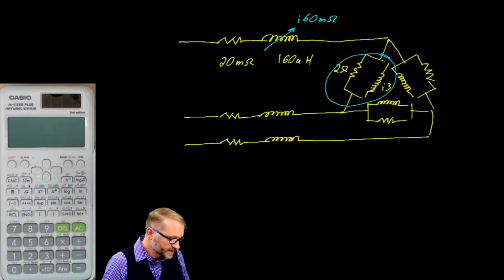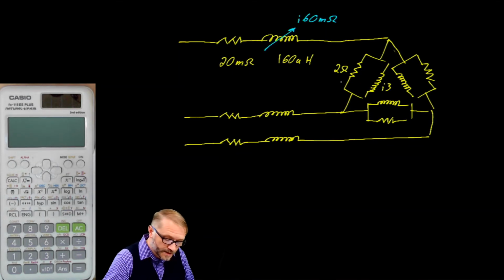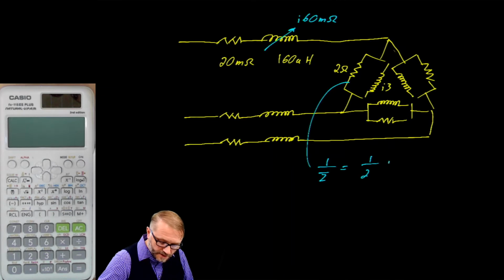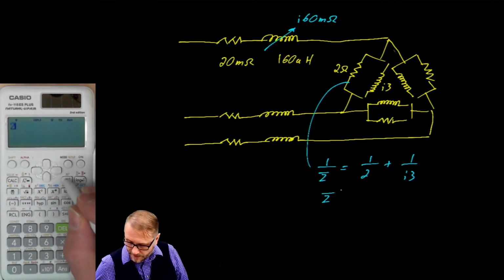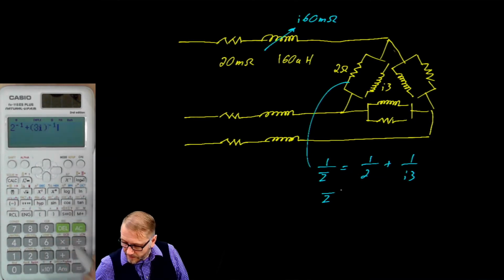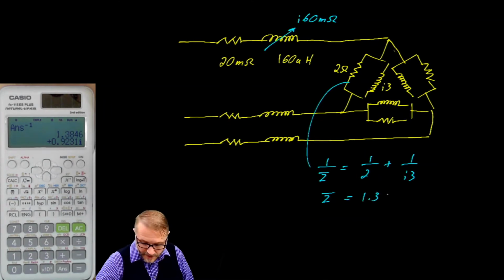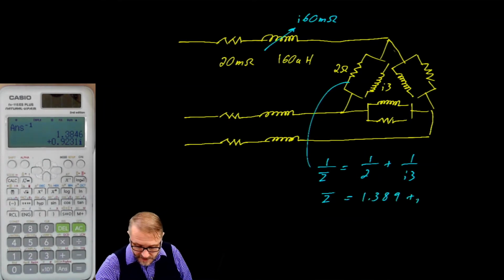Our next move is to convert this delta into a Y, but be careful. You'll notice that this is a parallel load. So what we want to do is calculate the phase as if it was the equivalent series circuit. So 1 over the impedance is equal to 1 over 2 plus 1 over j3. So the impedance per phase is equal to 2 inverse plus 3j inverse equals, that's 1.389 plus j 0.923.